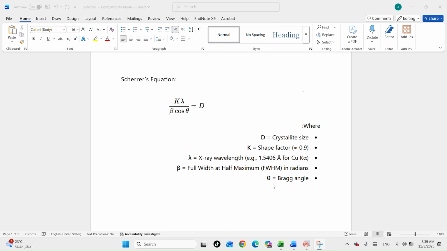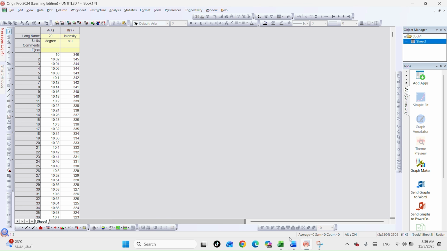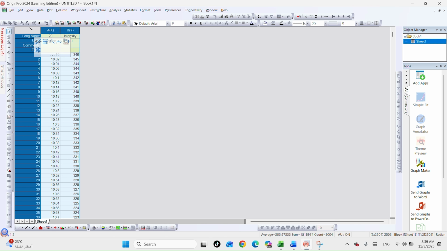Next, we will calculate 2 theta, then divide it by 2 to get theta for the equation to calculate the crystallite size. Now, we will find out the value of the full width at half maximum and the location of theta. From our data here, we are going to plot it.